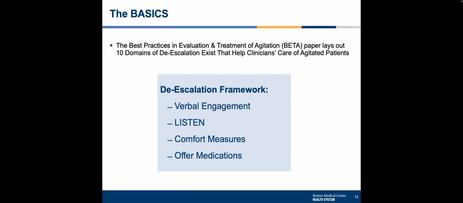Last is medication. There's definitely a role for medication sometimes. Not always, but sometimes. Medication can provide a means of diffusing a situation when needed. And the choice of medication is specific to the particular scenario.